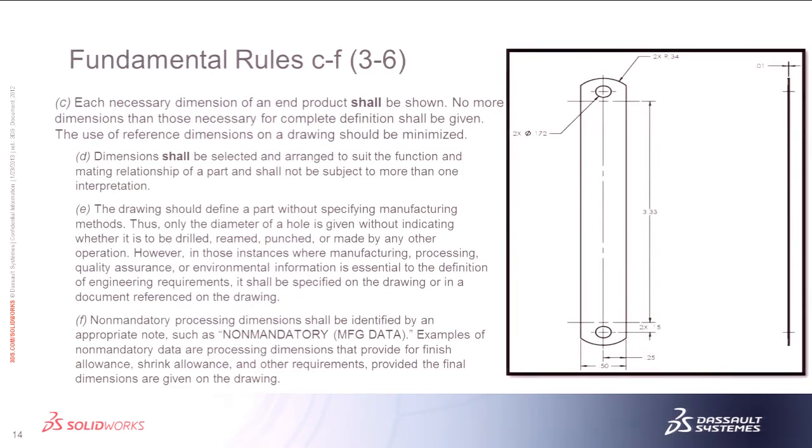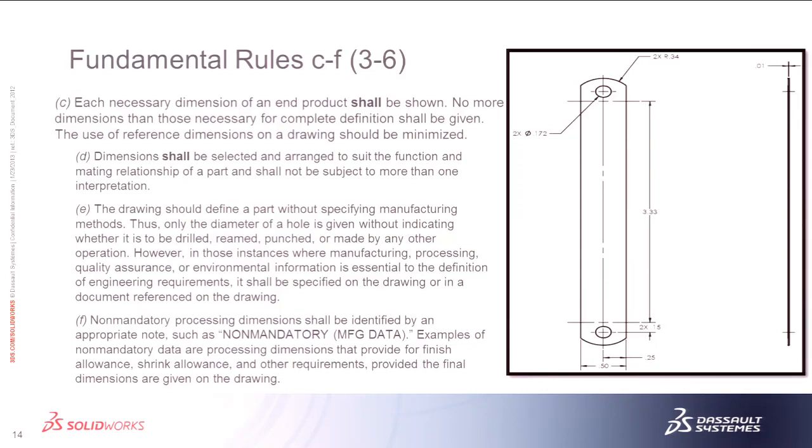The next one is each necessary dimension of an end product shall be shown. No more dimensions than those really necessary for complete definition. It doesn't really matter if you use coordinate or GD&T, but you shouldn't put extra dimensions on there. You only put as many dimensions as you need to fully define that part and complete it.